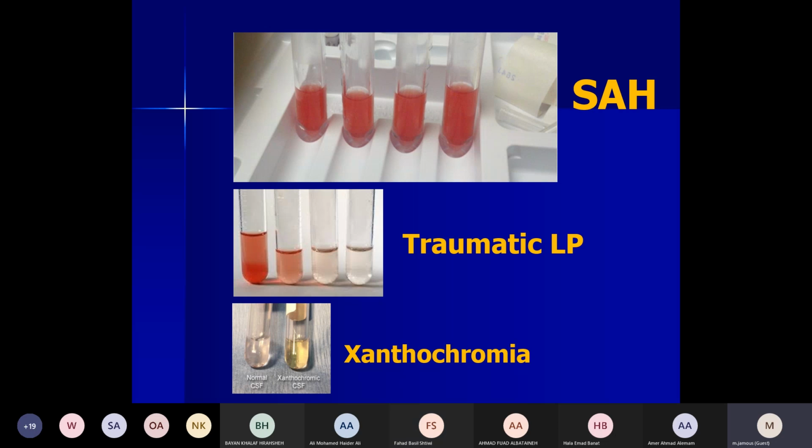Yellow CSF, we can see it. Xanthochromia after 6 hours due to the hemolysis of the blood in the subarachnoid space.